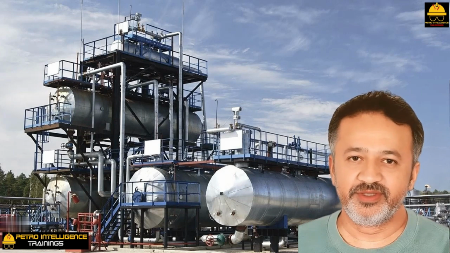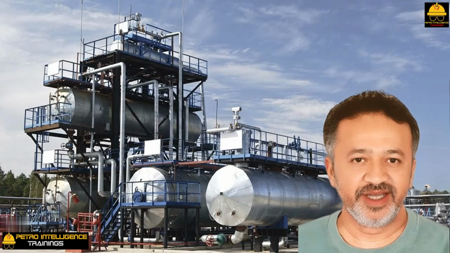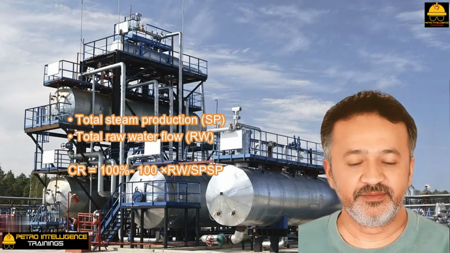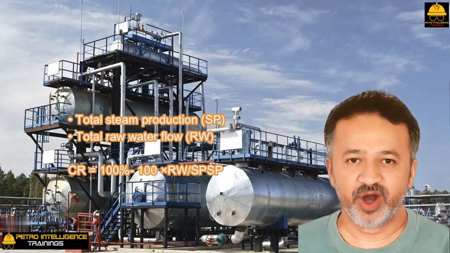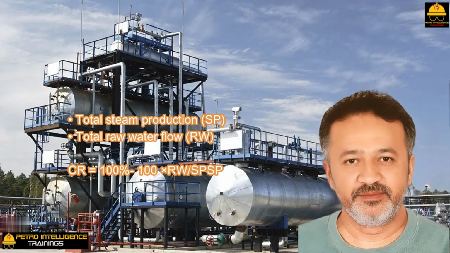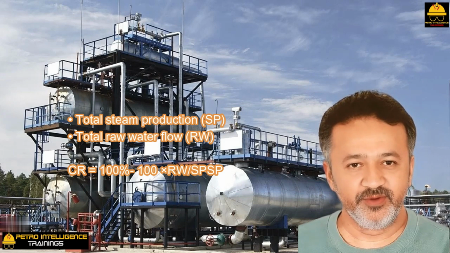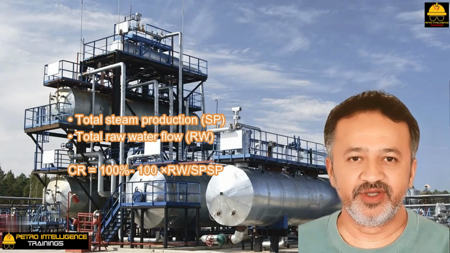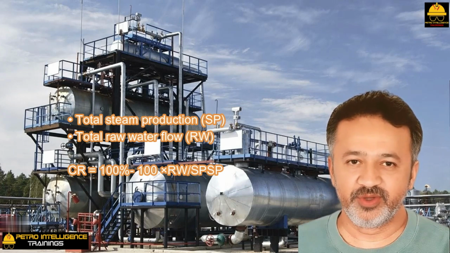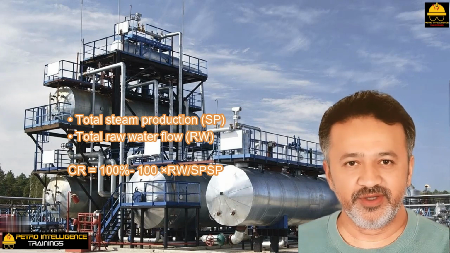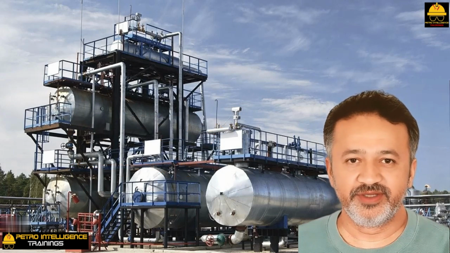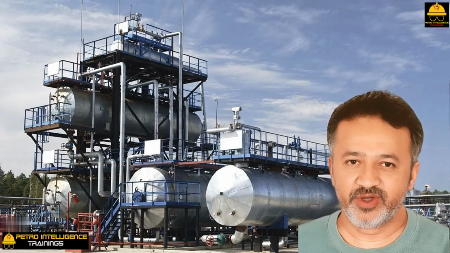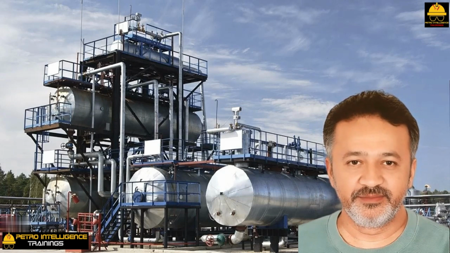To calculate the percent of condensate recovered, we need to know two numbers: total steam production, SP, and total raw water flow, RW. The percent condensate recovery, CR, can then be calculated. CR equals 100% minus 100 times RW per SP. Plants with CR greater than 70% are usually doing a good job of recovering condensate.